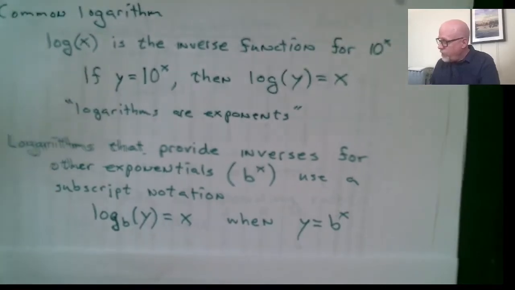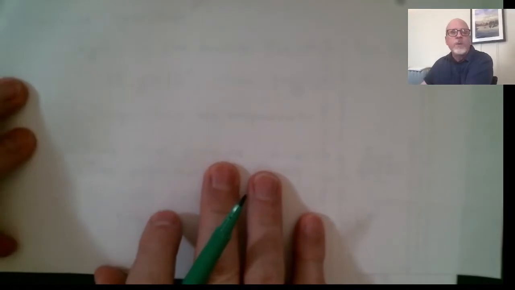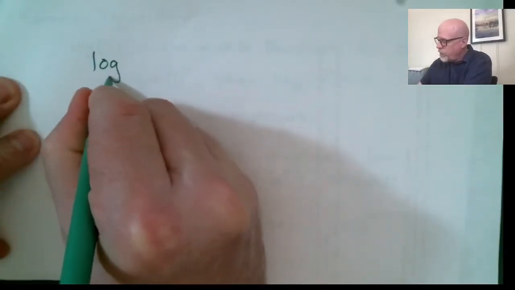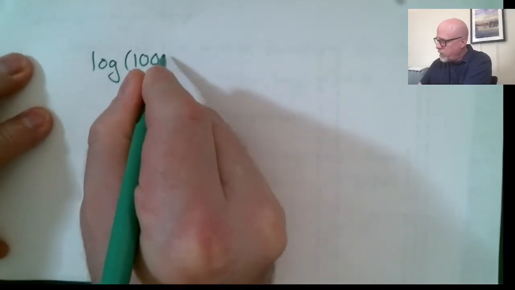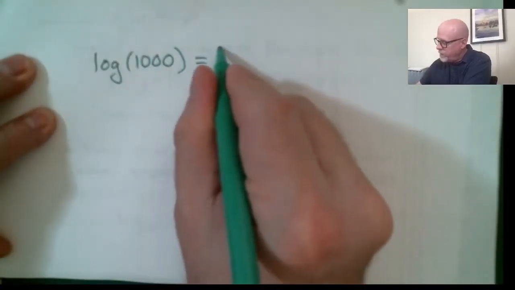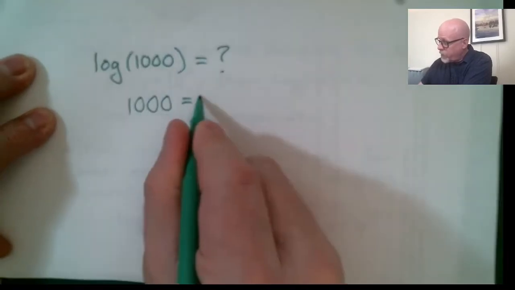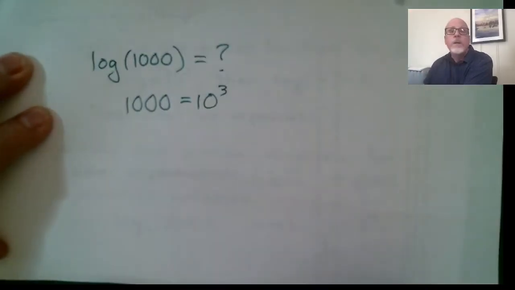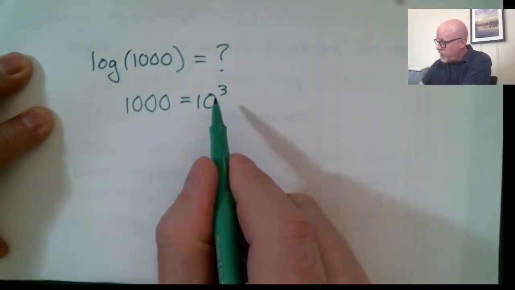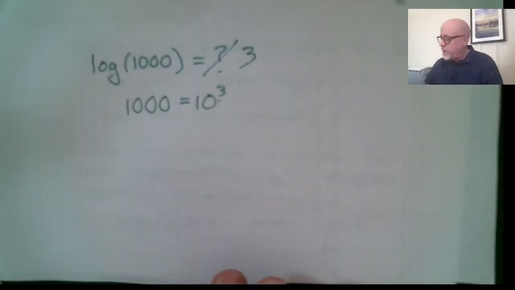Once you've thought about the logarithms, let's do a quick example of some of that stuff I just did. If I wanted to know what the logarithm of 1,000 is, I would need to think of 1,000 as being the result of an exponential. It's 10 to the third power, right? So what goes here in log of 1,000 is 3. That's an easy example of it.